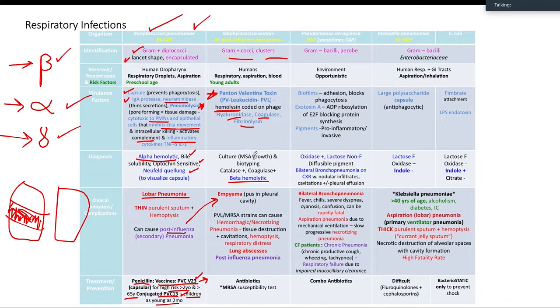Great. So we can grow this on MSA. It's catalase positive, coagulase positive, and beta hemolytic. Very helpful. Here we look for empyema, which is pus in the pleural cavity. We can also have a hemorrhagic necrotizing pneumonia, where we have tissue destruction, cavitation, patients coughing up blood, abscesses, and of course that post-influenza pneumonia. I would say this is the most important thing for you to memorize for Staph aureus in pulmonology, this post-influenza pneumonia. You will have questions on it, I guarantee it, okay? Great.